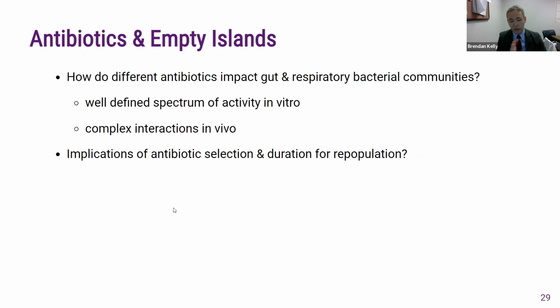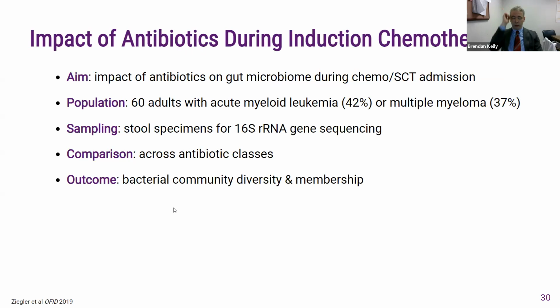There's also a huge difference in what baseline microbiota look like in my gut versus yours. So it's very hard to predict the impact of different antibiotic classes on succession and extinction in a real human being's gut microbiome. And then we want to think about implications of antibiotic selection and duration for repopulation. How do we position ourselves either for healthy repopulation versus unhealthy repopulation? One of the first studies we did of this was with one of my mentees, Matt Ziegler, who's fantastic, and again is focused on the oncology population.